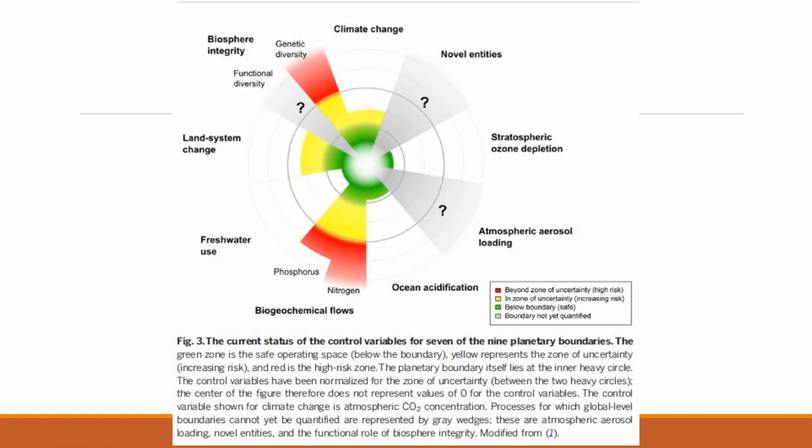So each one of these boundaries is going to have a variable that we're measuring. And we'll get to that a little bit later because it's easier to show you on the chart. But for each boundary, there's a variable that's going to be measured, and according to the quantity of that variable, we'll know where we are within the boundary, okay?